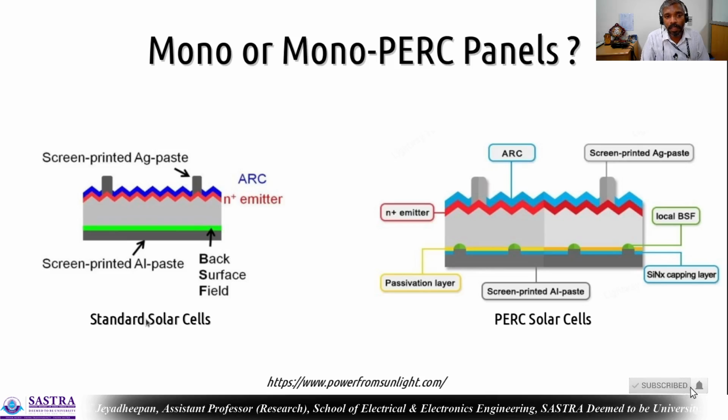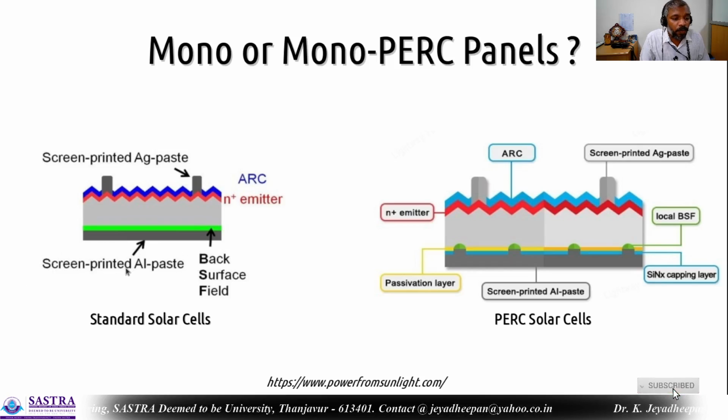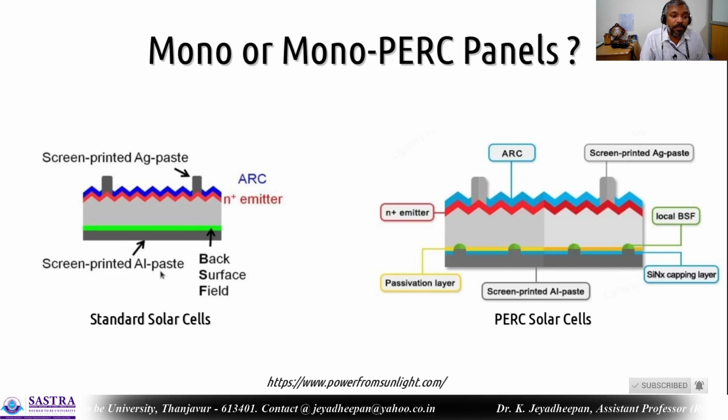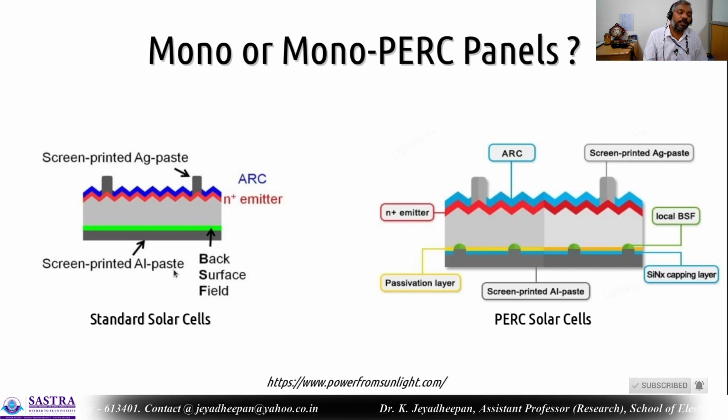Okay, and what is the difference between mono and Mono-PERC? Whether it is a mono or poly panel, the cross-section will look like this, right? P layer and N layer, what is that? P-type, PN junction solar cells, right? Solar cells have PN junctions. So the P layer and N layer will be there, and below this N layer you will have the back surface field, and below this back surface field we have one screen printed aluminum paste. Okay, right? Some aluminum electrode will be there, right?